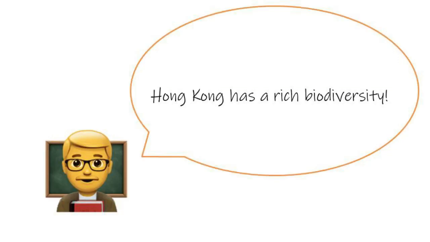Although Hong Kong is a small place, it has a rich biodiversity. For example, we have over 240 kinds of butterflies, about 2/3 of the number found in Taiwan. And we have over 80 kinds of coral, a similar amount to the whole of the Caribbean Sea. So let's talk about classification.